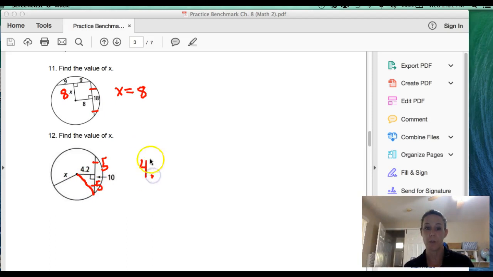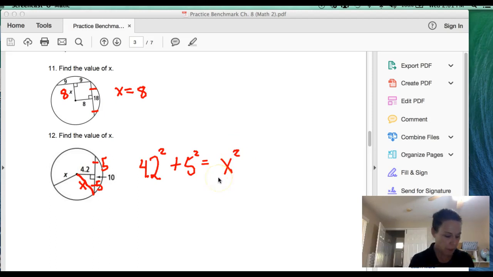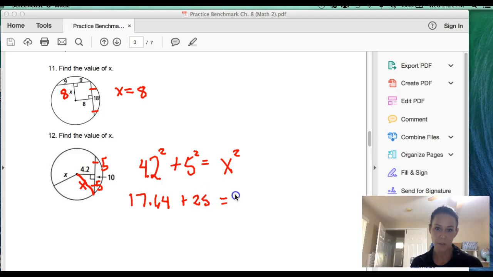I'm just going to go 4.2 squared. A squared plus b squared will be my hypotenuse squared, which will also be x. It's going to be the same value as this because it's a radius. So 4.2 squared plus 5 squared is going to equal x squared. And I just solve this. Let's go ahead and do 4.2 squared, and it's going to give me 17.64. 5 squared is 25. And that equals x squared.